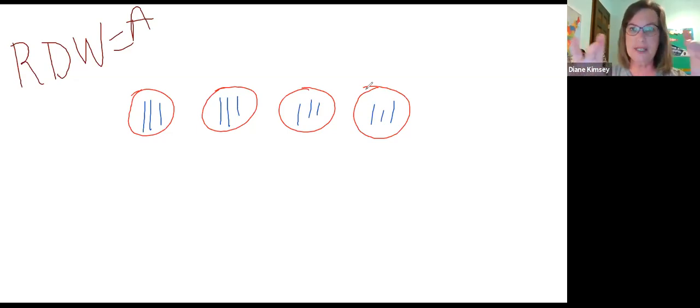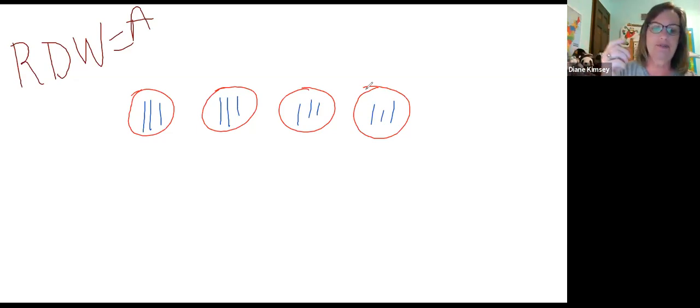And so what we've just done right here is created the very beginning of multiplication where we have equal groups. We have 4 groups, we have 4 kids, and each one has the exact amount. So we've just created the first step.